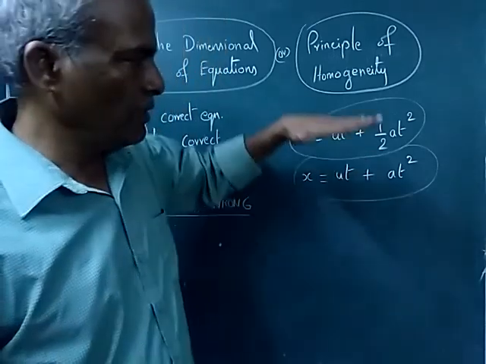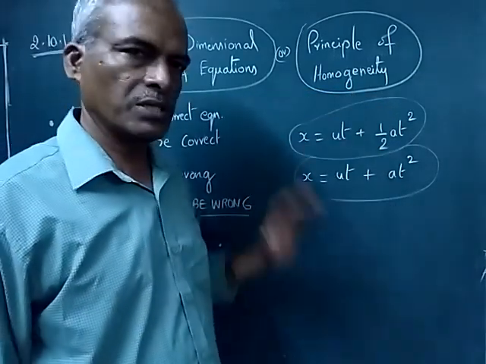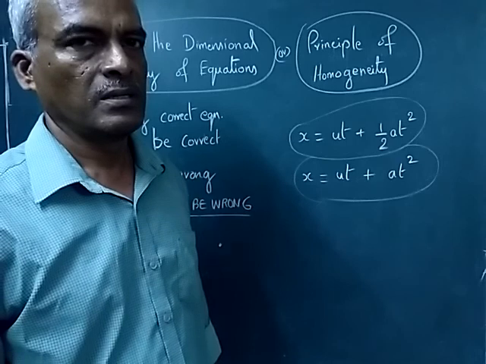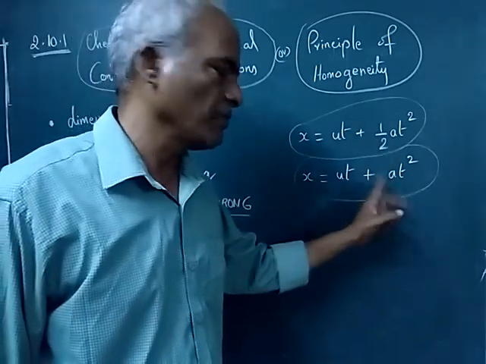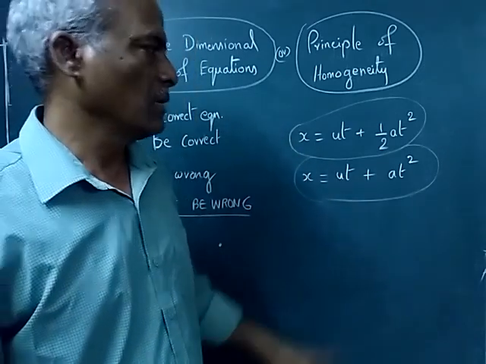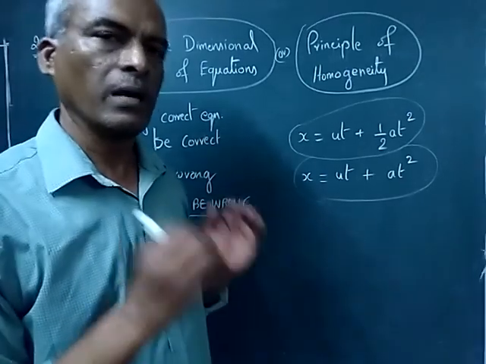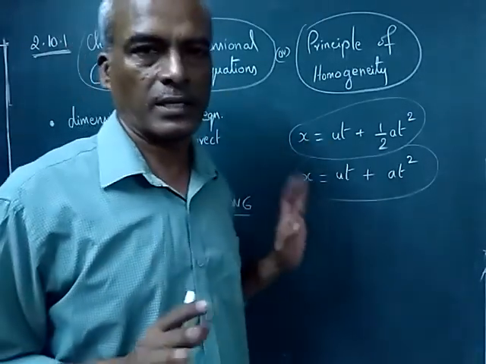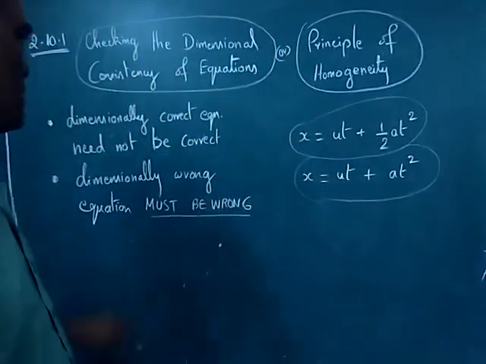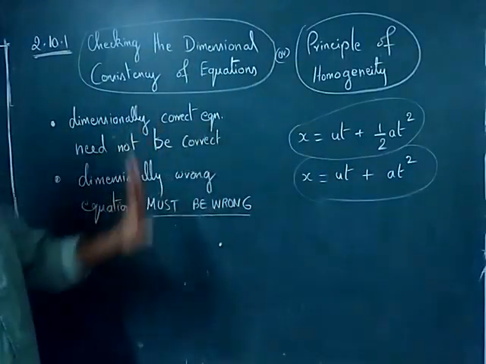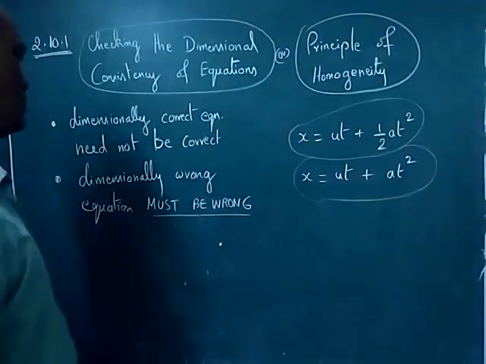So dimensionally, if you check, the first equation and this equation are correct. But in the actual equation we have a half here, but we don't see the half here. So that means this is wrong. Equation wise it's wrong, but dimension wise it's correct. Both are dimensionally correct equations. This is the correct equation. So the first statement is a dimensionally correct equation. This is also a dimensionally correct equation.